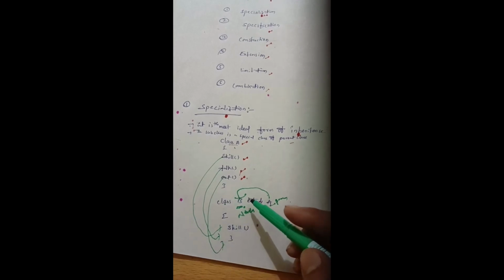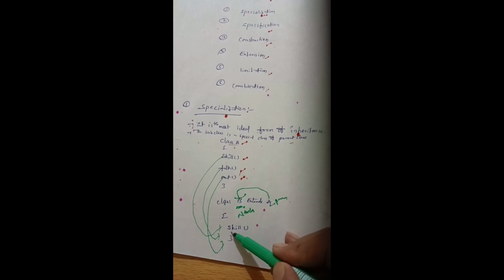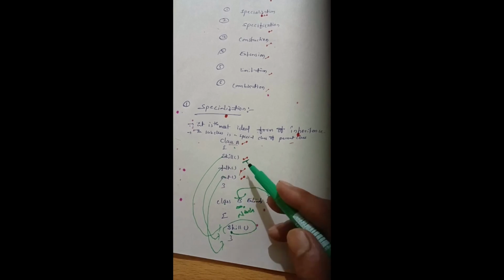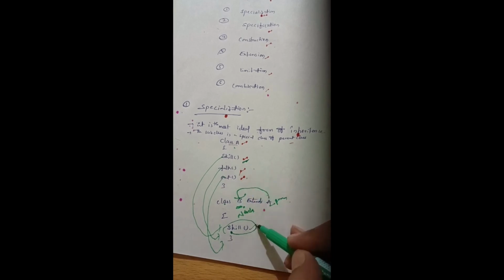Now specialization means highlighting one method in the class. Suppose the skill method is already in the parent class. We highlight this skill method in the subclass. Only the speciality of the method is highlighted in the subclass. This is called specialization. Any variable, method, or constructor that we want to highlight in the subclass from the parent class, this is called specialization.